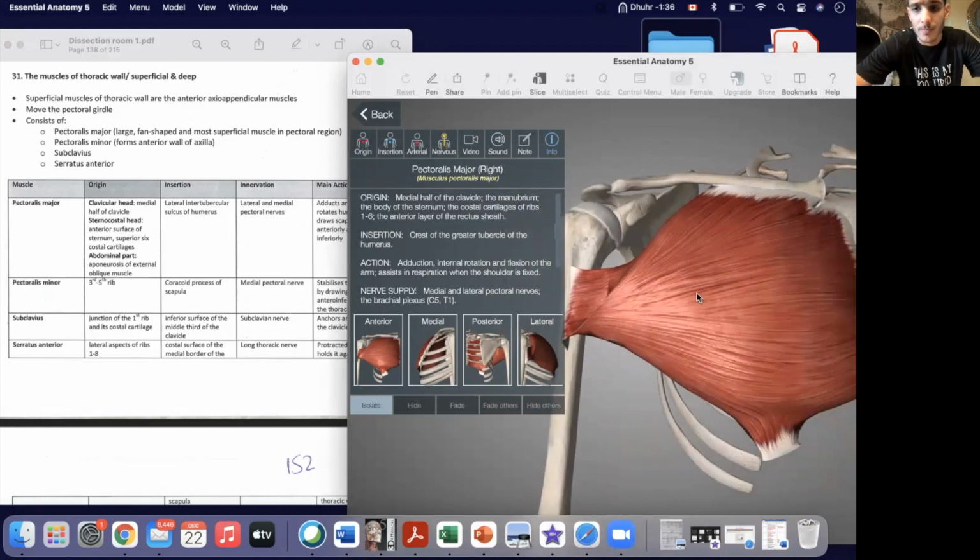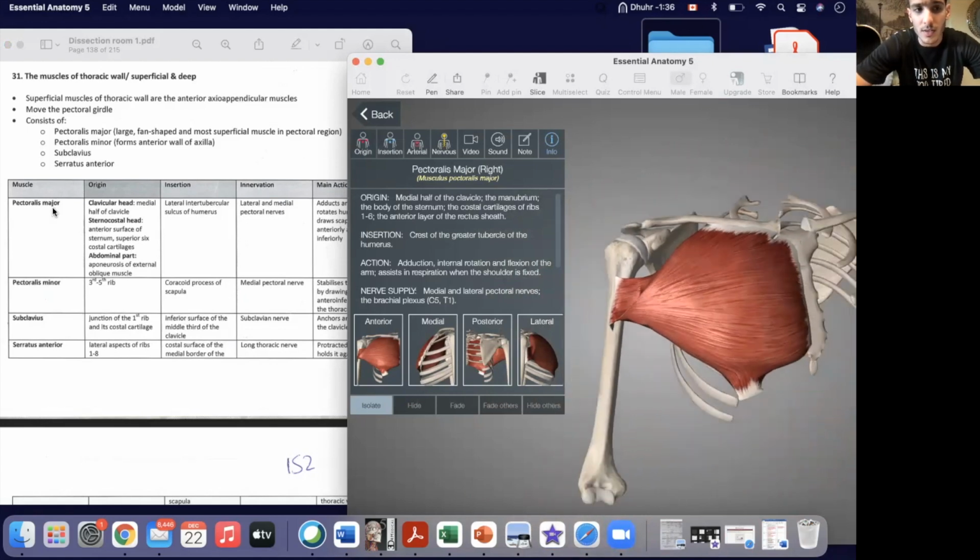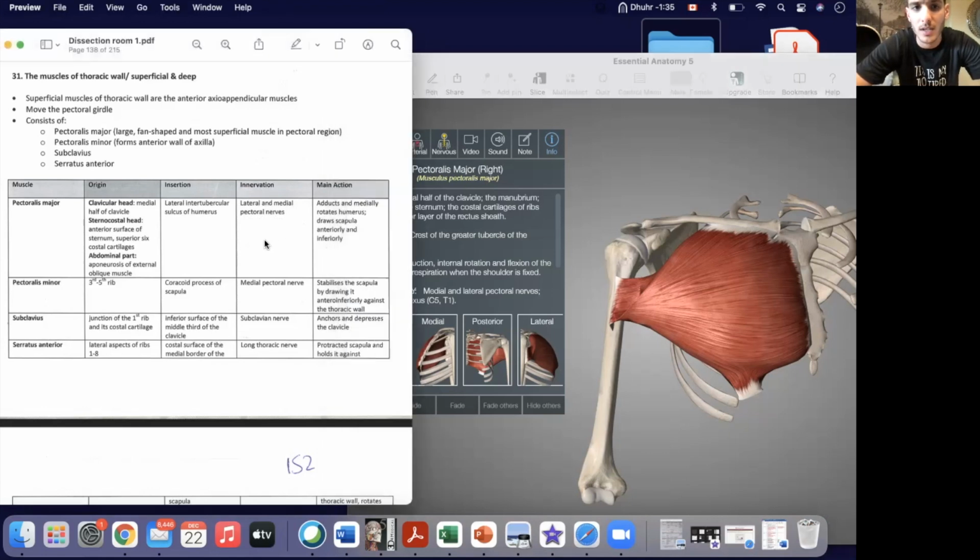Then the pectoralis major is innervated by the lateral and medial pectoral nerves, and I think that's an extension of the brachial plexus. You'll study about that in the future. The main function of the pectoralis major is to adduct medially, rotate the humerus, and draw the scapula anteriorly and inferiorly. So it does a lot of functions.